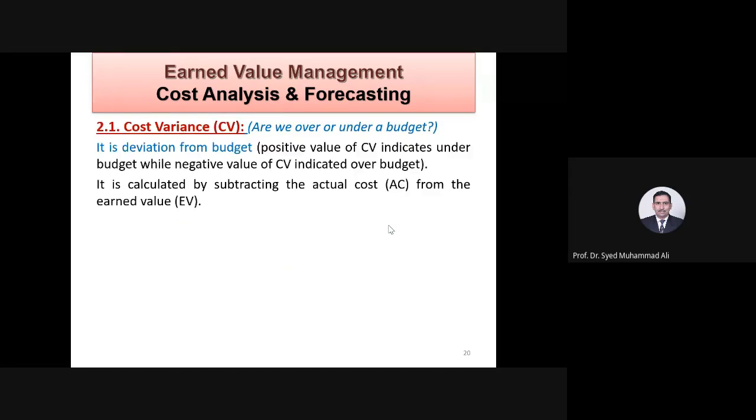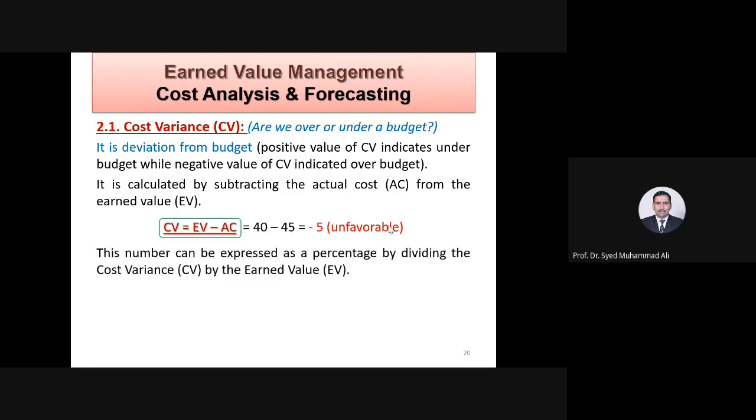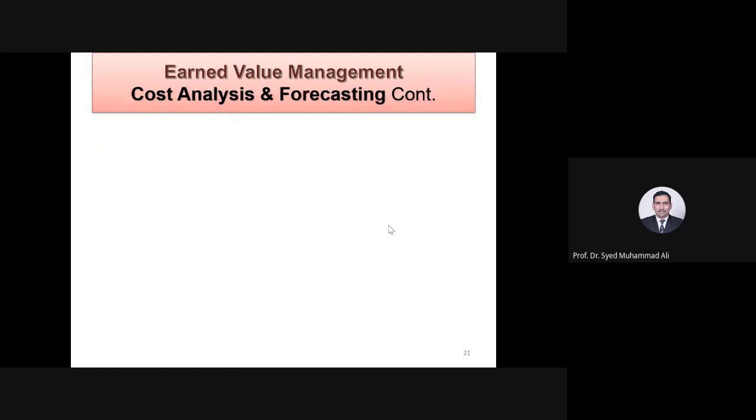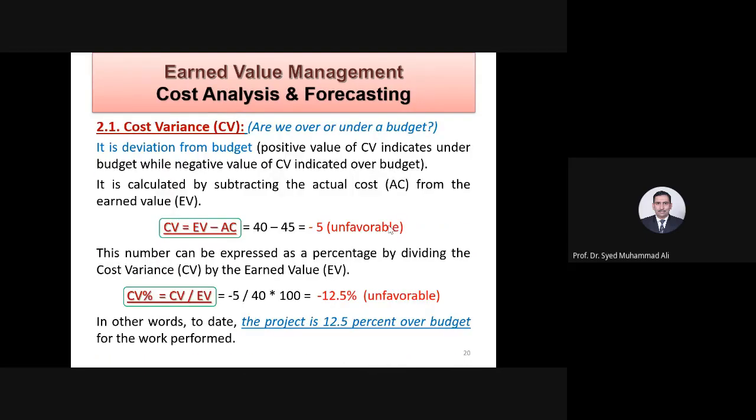Cost variance. This is the formula. -5, it is unfavorable. This number can be expressed as a percentage by dividing -5 by 40, so 12.5. This means that you are 12.5% over budget.